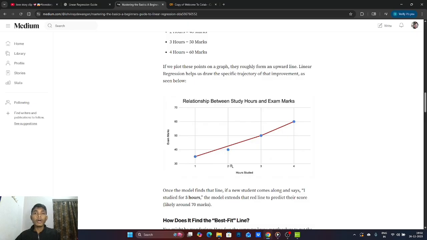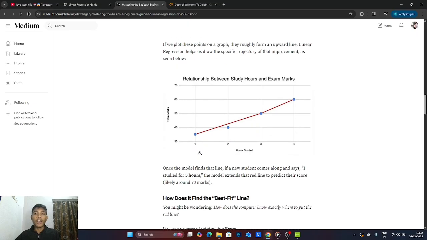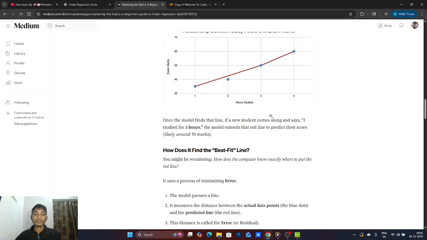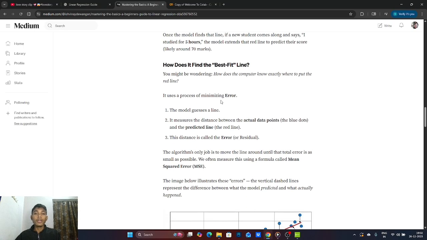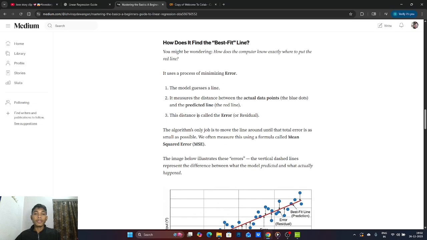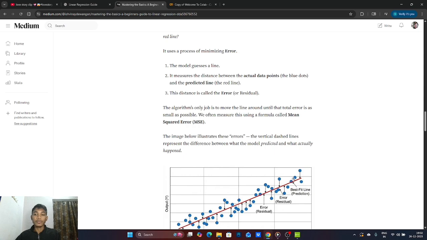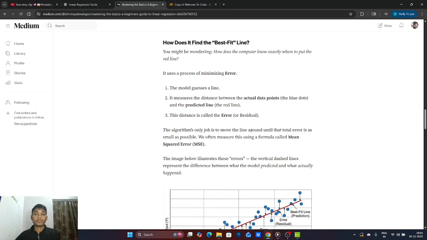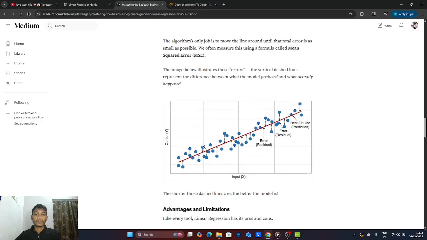So if you wonder how a model can find the best fit line, how we can predict this red line, let's find out. First, the model predicts a random line like this. These blue points are the predictions, in which the model tries to minimize the error, like this arrow. The lesser the distance between the actual value and the predicted value, the better the model, like this.